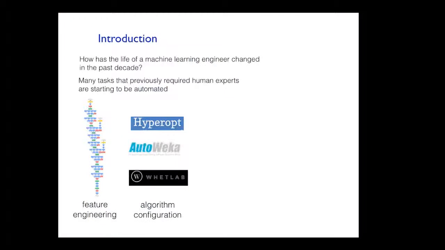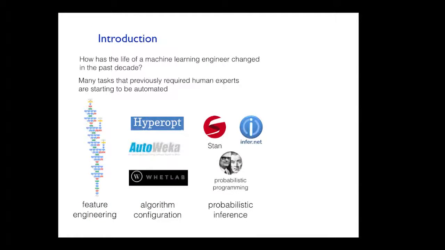For algorithm configuration, there are software packages which can automatically tune metaparameters of machine learning algorithms, which are necessary for achieving good performance. In the domain of probabilistic inference, it can be a lot of work to implement a Markov chain Monte Carlo sampler or a variational inference algorithm. But there are software packages which, in certain cases, you can specify a model, and it'll automatically figure out how to do inference in that model.